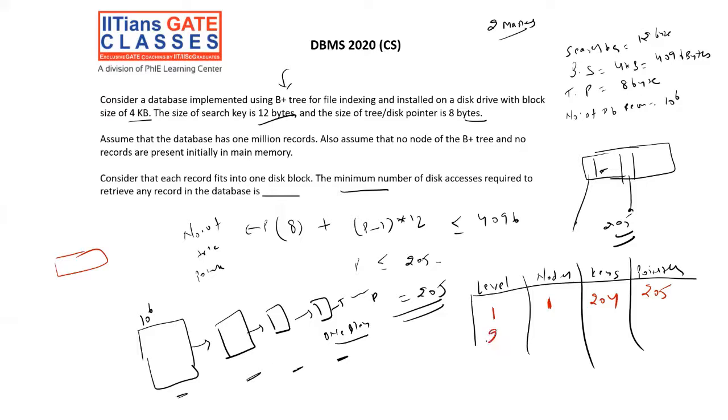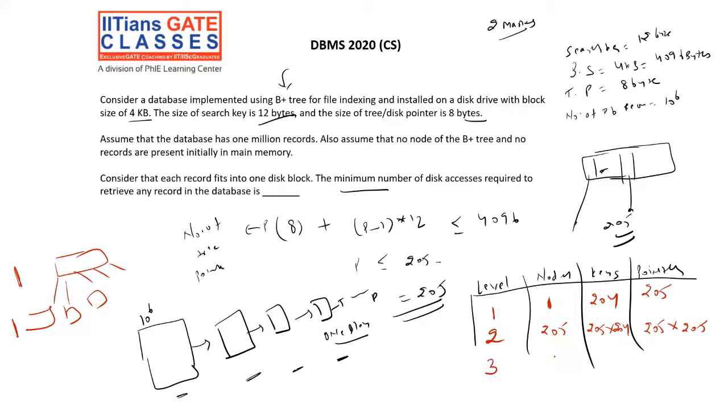In level 2, if this is level 1, how many maximum tree pointers? 205. So it means 205 nodes are possible at maximum, right? And in each node, how many keys? 204. So 205 into 204 keys on level 2. And how many pointers? 205 nodes, and each node has 205 pointers, right?